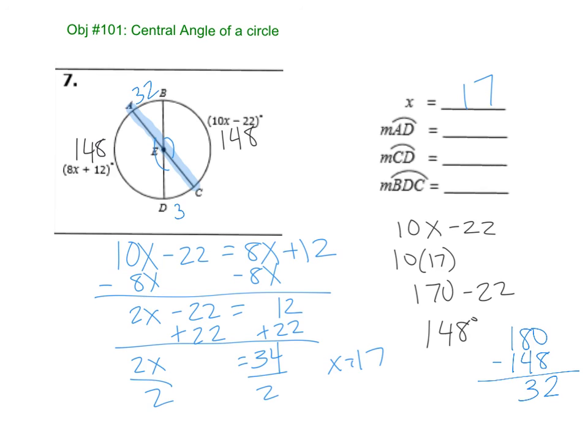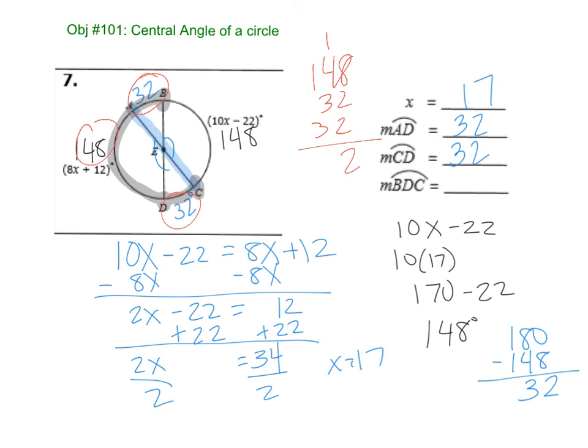And again, vertical angles, 32. I now have all my information. AB is 32. CD is 32. BDC. That's your 180 plus your 32. Or we could just add them up: 148, 32, and 32. 12, carry the 1, 5 and 6 is 11, 212.